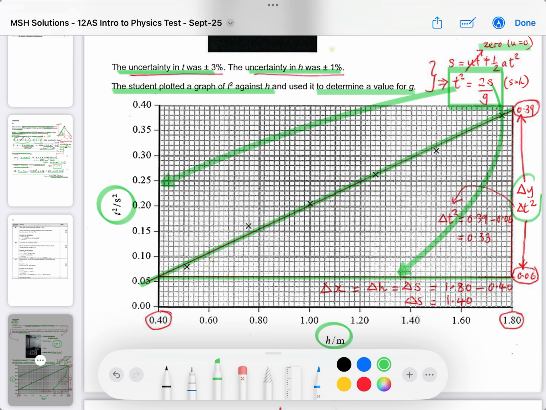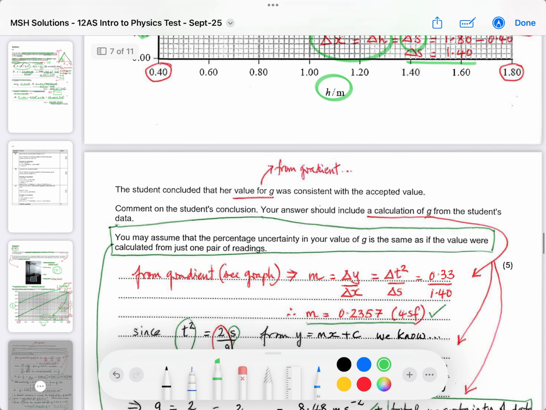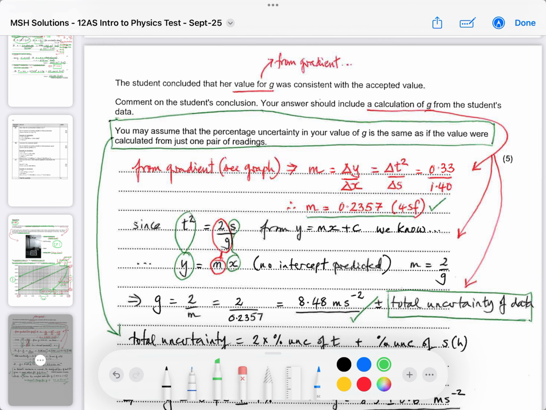There's the change in y, or the change in t squared. There's the change in x, or the change in height, which in algebra, in the SUVAT equations, would be s, yeah? So you can show how much it goes up over how much it goes across, and from that work out the gradient, okay? So if you understand how to do the gradient, then in the next section, you've got to show how you get the value of g.